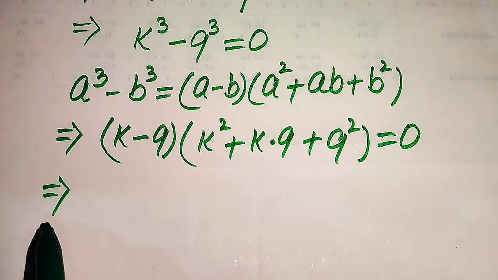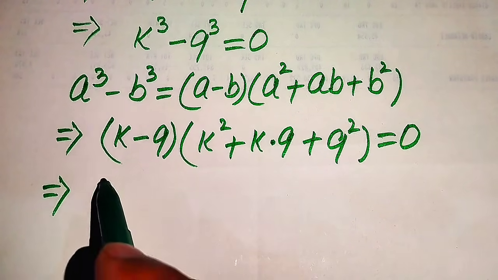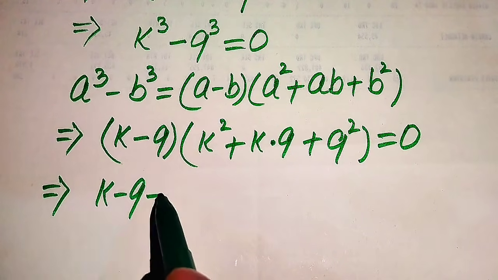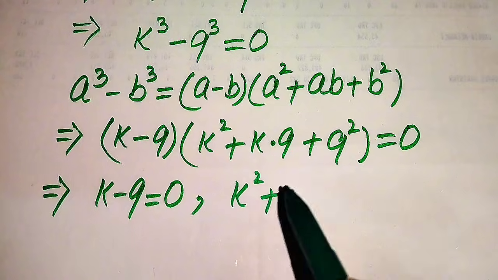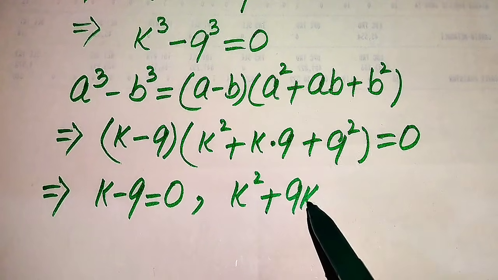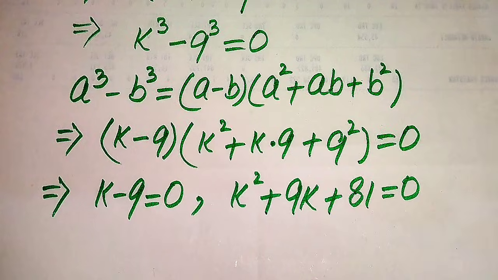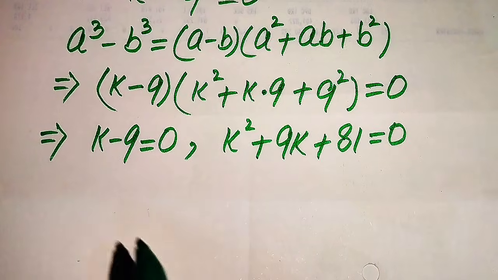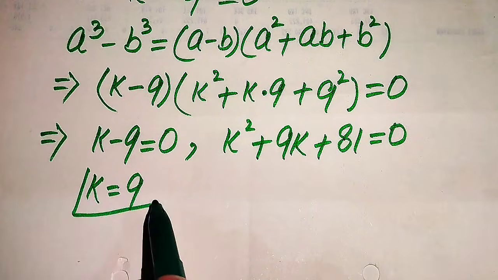And now, in the next step, we need to divide this equation into two cases. The first case is we write k minus 9 equals 0, and the second case is we write k square plus 9k plus 9 square, which becomes 81, and this whole equation equals 0. So from here we easily get the value of k equals 9.